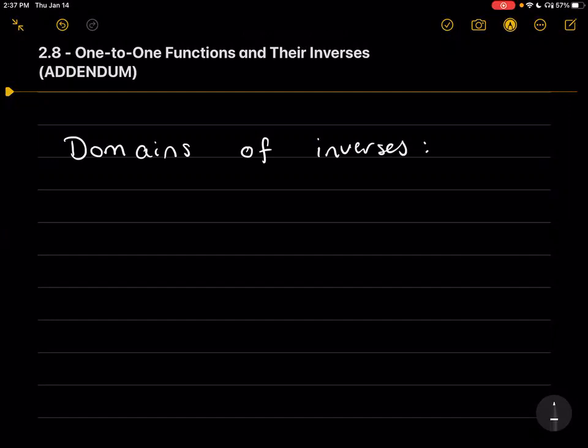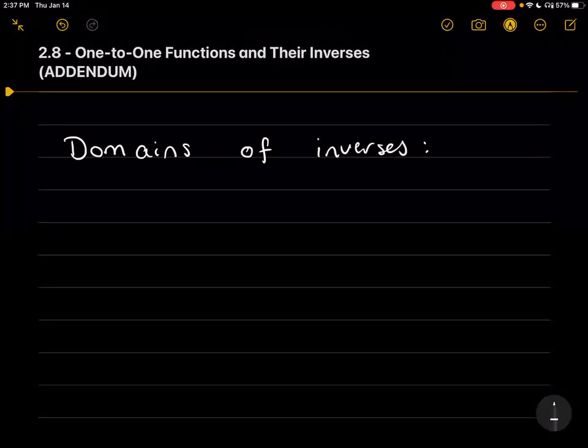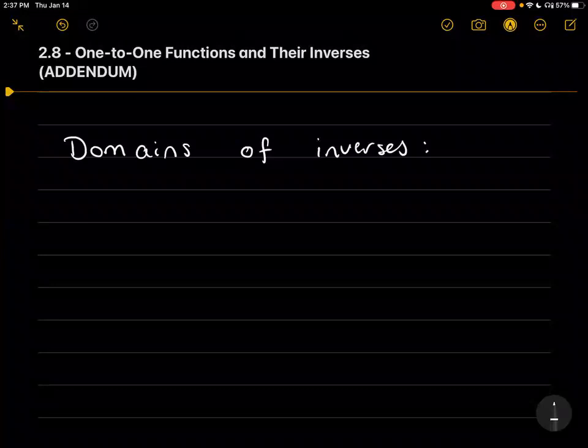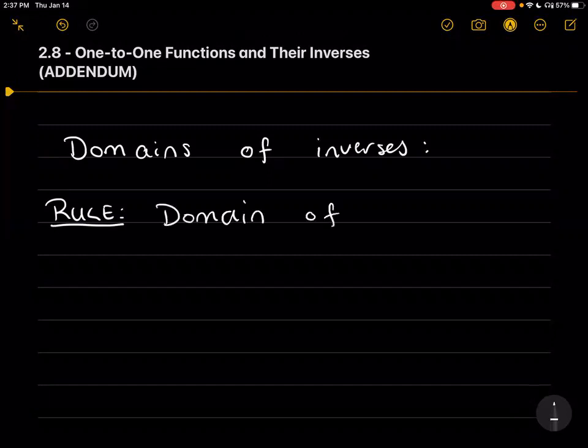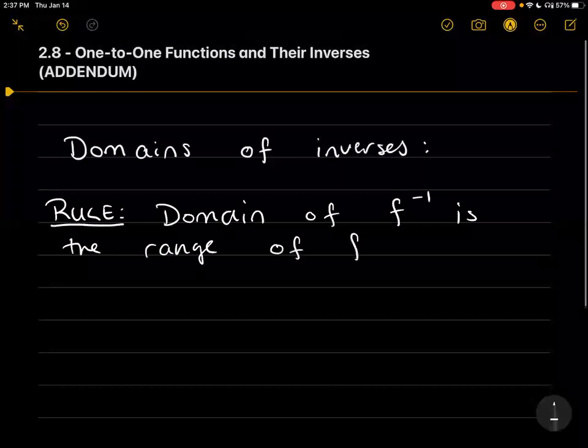So when we're computing the domains of inverses, it's tempting to just compute it using the methods we already know after calculating the inverse. But technically, that is not a correct answer. So here's the rule: the domain of some inverse function, f inverse, is the range of your original function f.